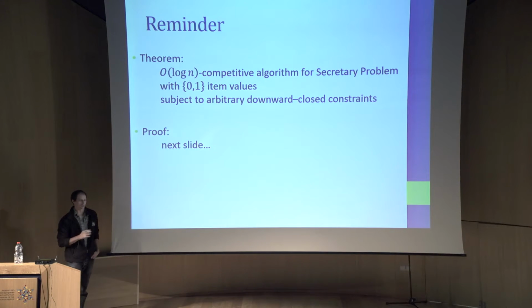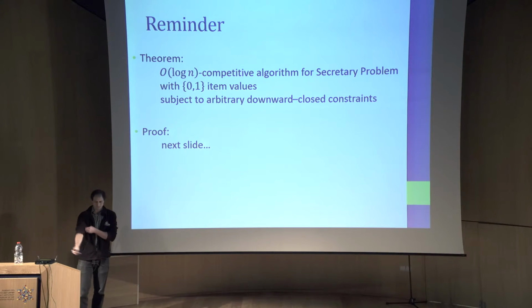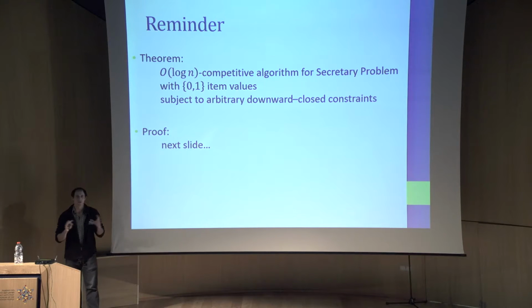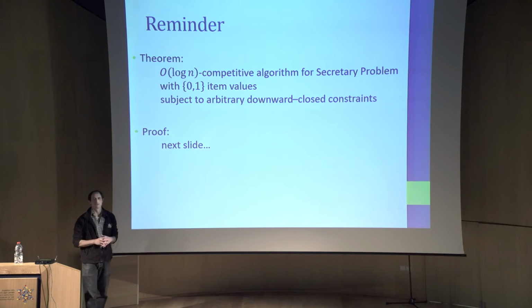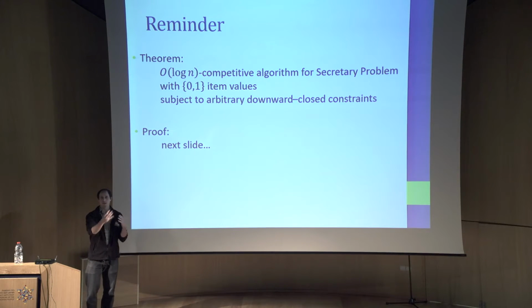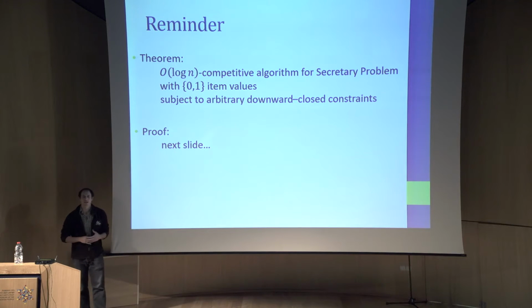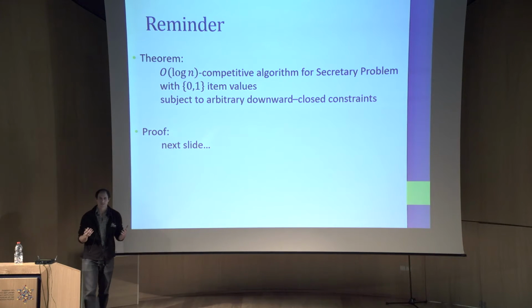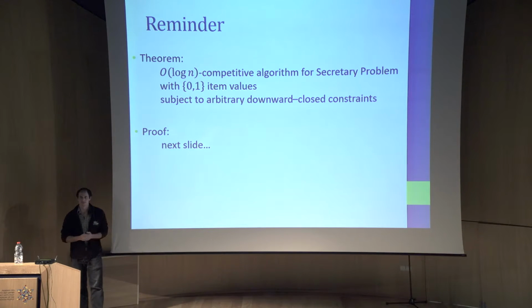Okay, so just a reminder, the theorem that we want to prove is a log n competitive ratio for the secretary problem. The secretaries arrive in a random order. Each secretary is either 0 or 1. And we have some arbitrary downward closed constraint.